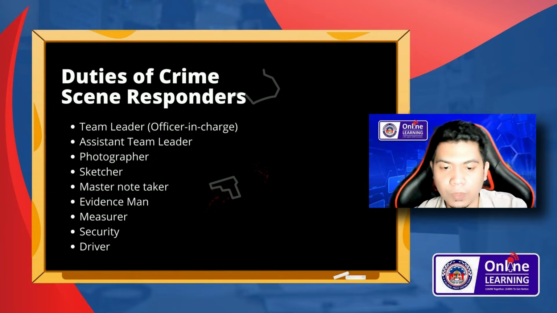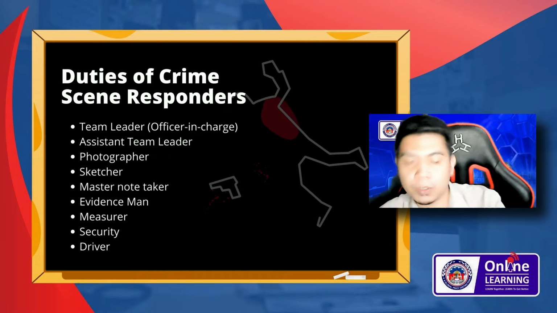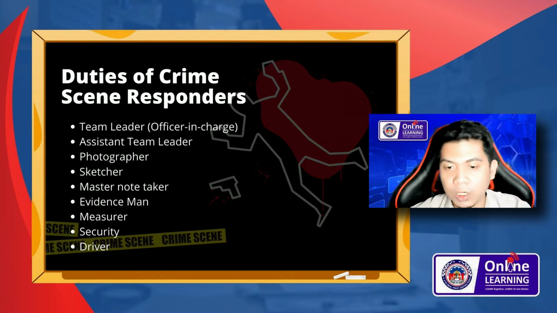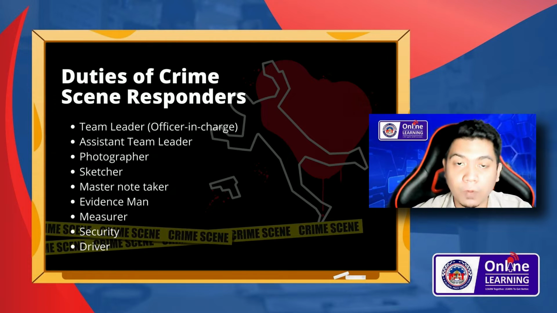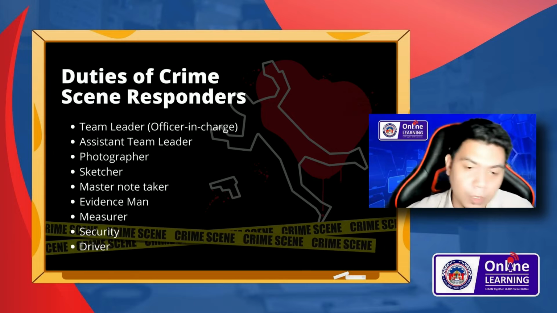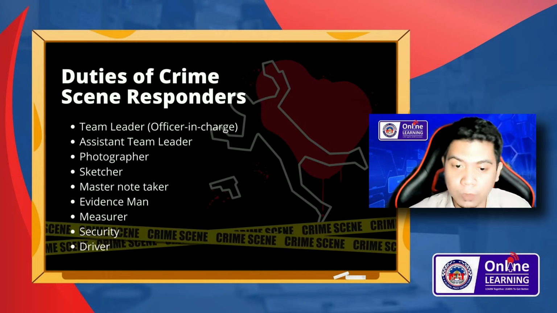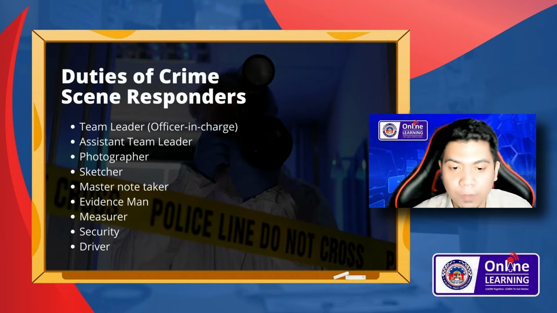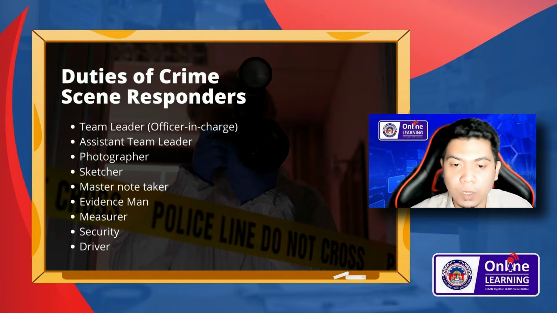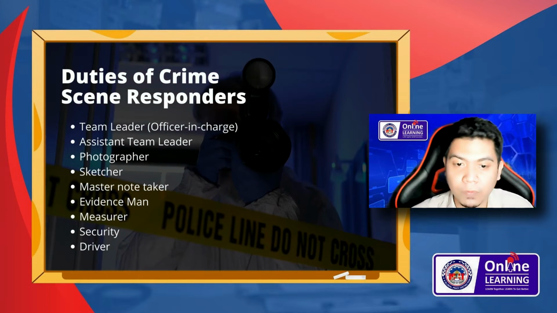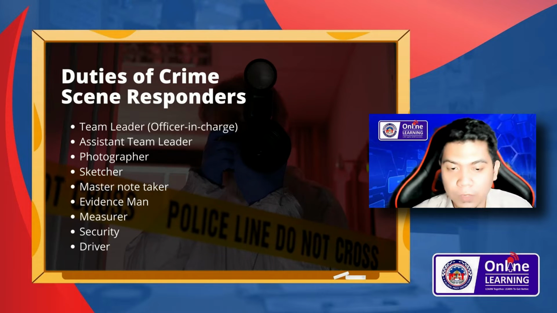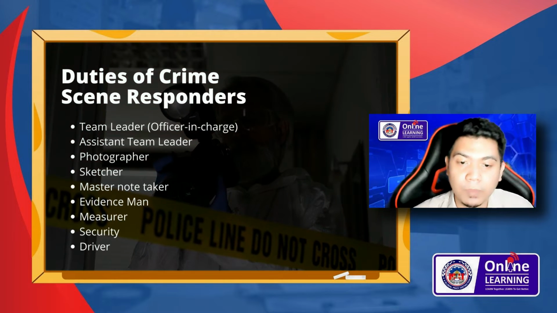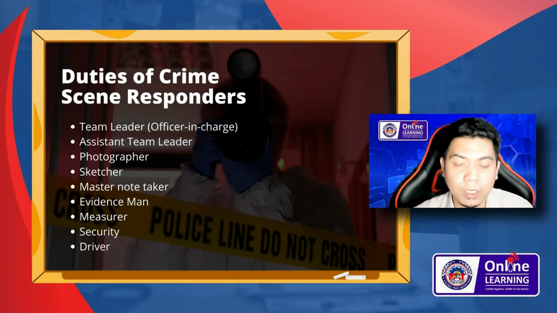So next, we have here the duties of the crime scene responder. So the first one we have here, the team leader or officer in charge, the one who directs the processing of the crime scene. The second one, the assistant team leader, the one who takes, implements, or executes the orders coming from his or her superiors. So next one, we have the photographer, the one who takes photographs of all pieces of evidence that are relevant to the crime committed. So next one, number 4, the sketcher, the one who makes the sketches of the immediate background and inside the scene of the crime.